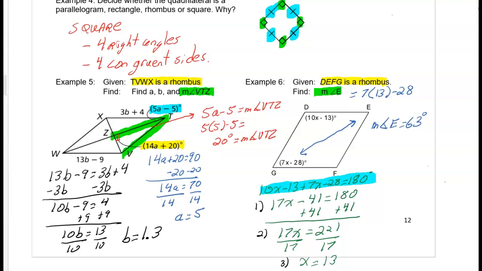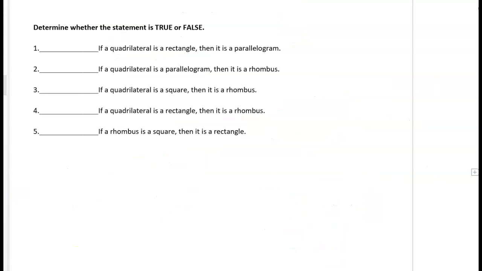Let's take a look at page 13. So on page 13, we have some true-false questions. If a quadrilateral is a rectangle, then it is a parallelogram. So on true-false questions, we need to think, does a rectangle have all the properties of a parallelogram? The answer to number 1 is true, because a rectangle has opposite sides being parallel and congruent.